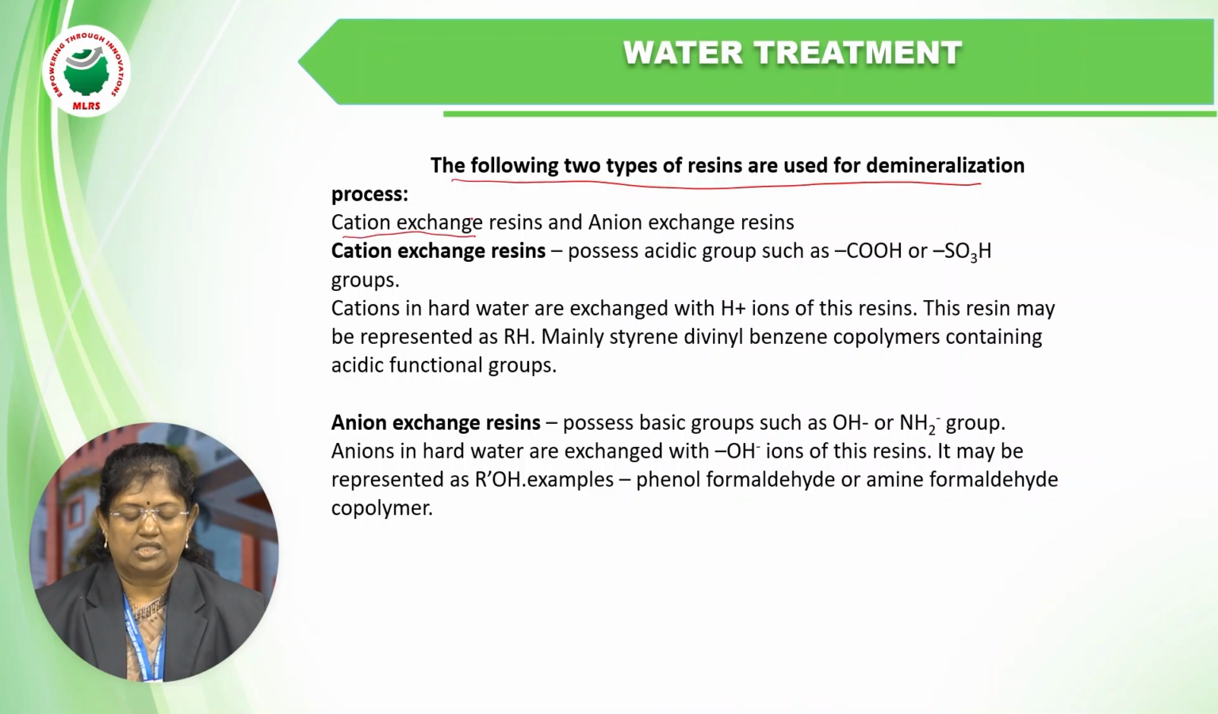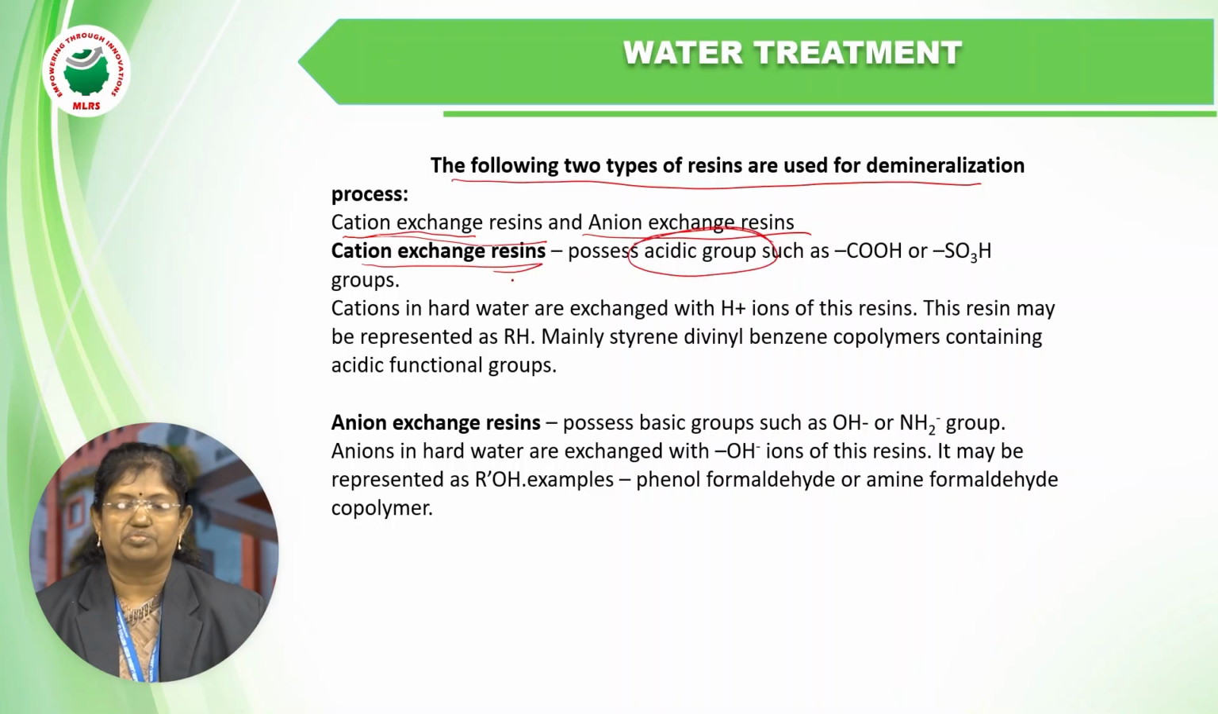They are called cation exchange resin and anion exchange resin. So what is this cation exchange resin and what is this anion exchange resin? What are the examples we need to discuss? Cation exchange resins are those having acidic groups.